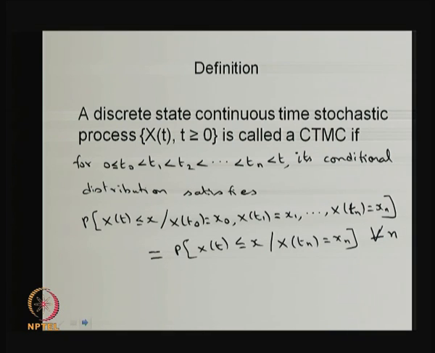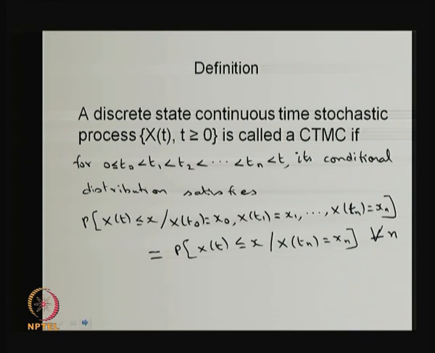For fixed t, X(t) is a random variable. Now we are going to find the conditional distribution of the random variable X(t) given these n plus 1 random variables. That means at t0 you have X(t0), a random variable; at t1, X(t1) is a random variable; similarly at tn, X(tn) is a random variable. You have n plus 1 random variables. With these given, that means they have already taken some values x0, x1, up to xn respectively, and you are finding the conditional CDF for the random variable X(t).